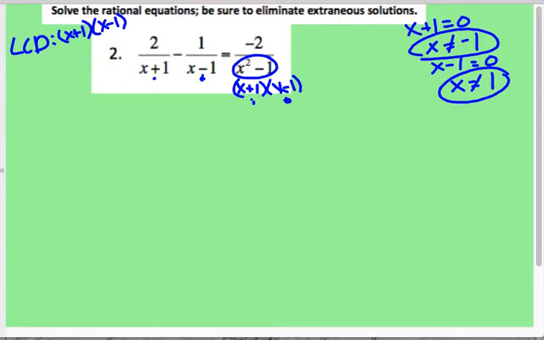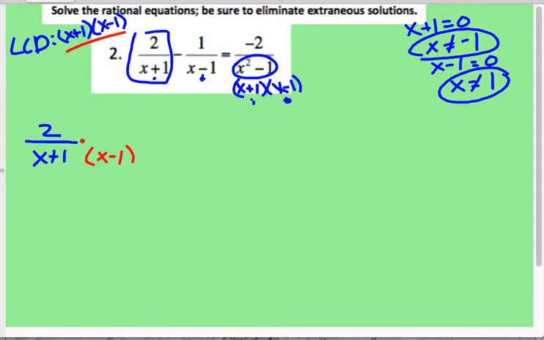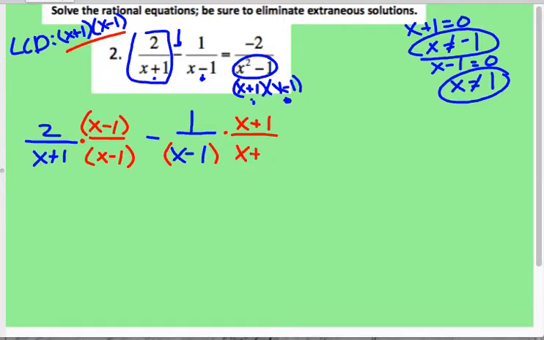So I'm going to take this first fraction, 2 all over x plus 1, and I'm going to have to multiply to get a common denominator of x plus 1, x minus 1, and x minus 1. Numerator and denominator. Okay? Minus, right here, 1 over x minus 1. I have an x minus 1, but I'm going to need an x plus 1 in my denominator, so we're going to multiply by that.